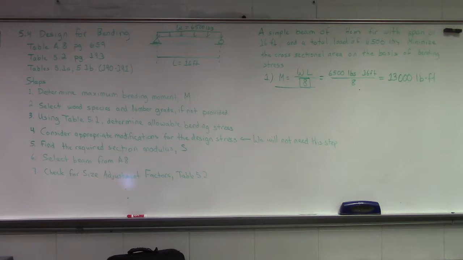So let's take a look at the book. Give me a second here to get mine pulled up. Okay. So jump to table 5.1. We want to see what are allowable. That's 5.1B. Yes, sorry, 5.1B. Thank you.